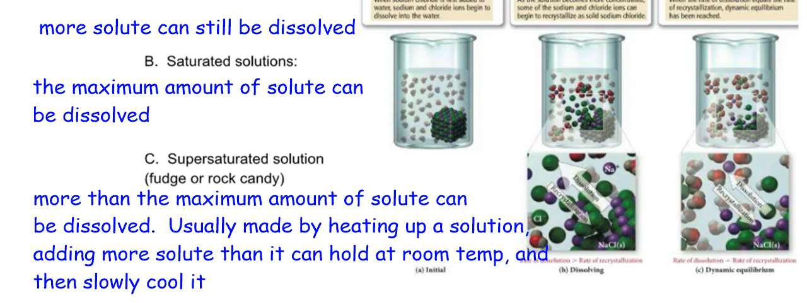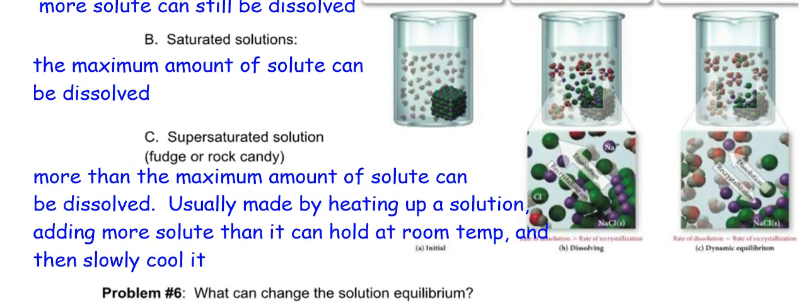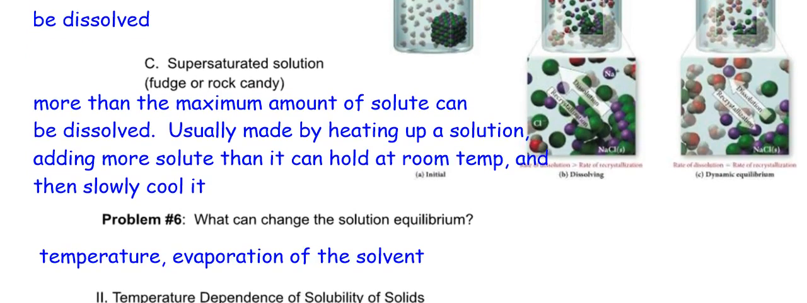We'll find out. All right, so what can change the solution equilibrium? I've already alluded to the first one, and that's you can change your temperature. And what about the other one? Evaporation of solvent. So remember that rock candy I was telling you about? If you let that jar just sit out, and you don't put a string or a popsicle stick in it, but you don't put a lid on it, and some of that solvent is allowed to evaporate, it will crystallize out at that point, okay?